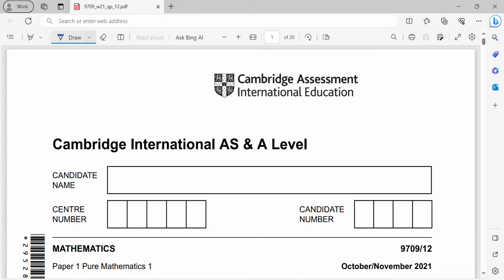This video is to discuss Cambridge International AS and A-Level Mathematics Paper 1, which is a pure mathematics one for October-November 2021, and the code is 9709/12. Okay, so let's move on to question number 1.